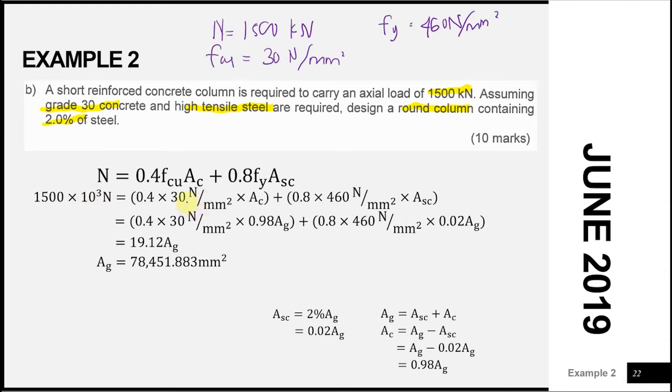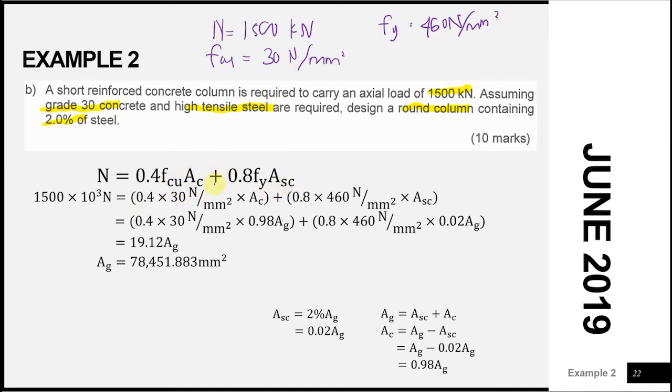So lebih senang kita convert this one compared to convert yang kat dalam ni. Maksudnya convert yang contohnya FCU. Lebih susah lagi kita nak convert daripada kita convert this one. Jadi kita convert N. Okay. So kita convert 1500 to Newton. Dapat darab 10 kuasa 3 maksudnya darab 1000. Equal to, okay, follow je formula 0.4 FCU given 30.